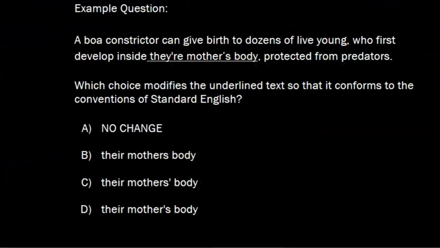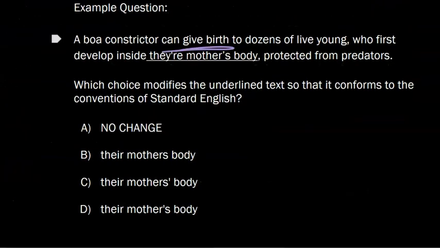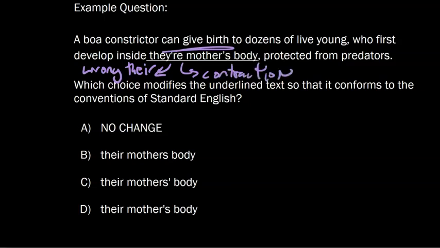Take a look at this. A boa constrictor can give birth to dozens of live young who will first develop inside they're. They're is what this says here, right? When we expand this, mother's body protected from predators. This is a usage of the wrong there. Wrong there. Okay? It's the wrong one. Right? They are. It doesn't make sense. Just think about it. Expand the contraction if you need to. And if it still makes sense, put it down in the comments. Make sure that we know. All right, if you need more help with all the different theirs.